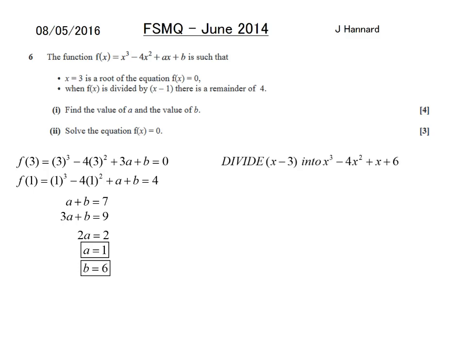So we divide x minus 3 into our new cubic with the a's and b's in, because 3 is a root, therefore x minus 3 is a factor. Divide that in and we'll get a quadratic on the top of x squared minus x plus 2. So just do that in your own spare time. If you don't know how to divide polynomials, there's a lesson on the channel.